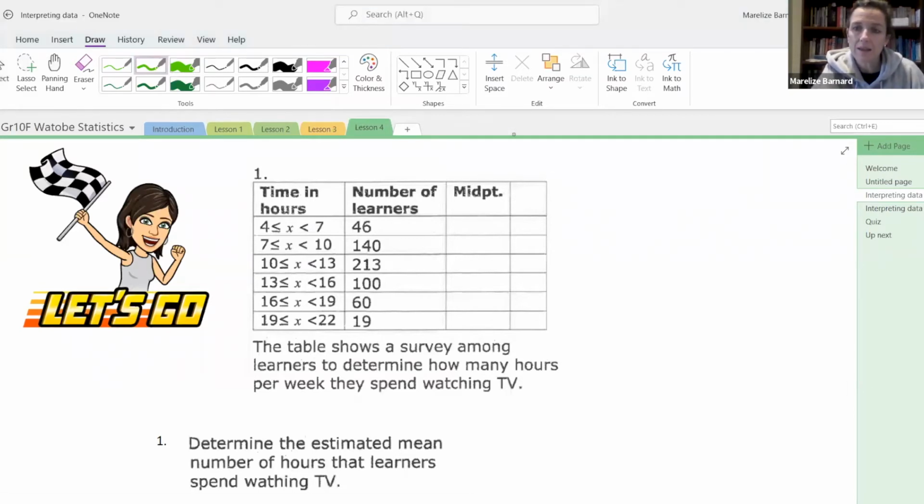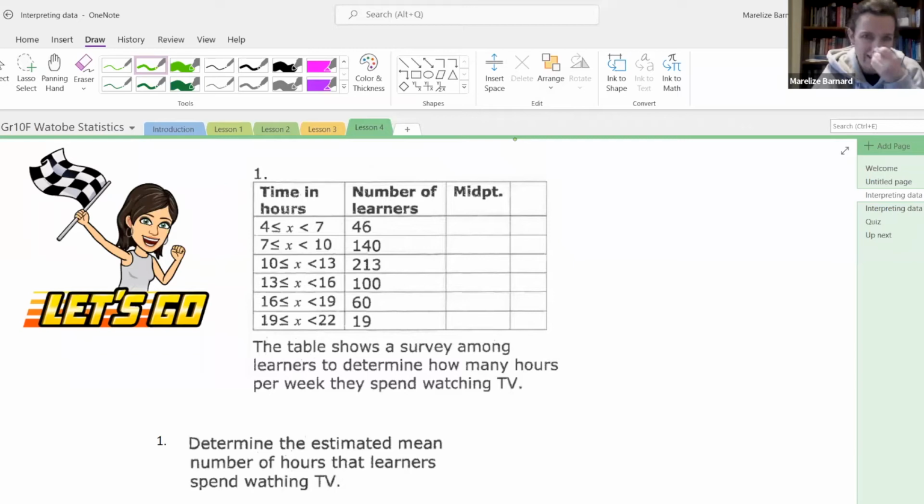And then who can remember what else we have to do for the estimated mean? If we have the midpoint, what do we do after that? Pop it in the chat as well, if you can remember. We're going to calculate the midpoint. And then what do we do after that? Let's see if anyone can remember. We have to multiply the midpoint with something. What do we multiply? Okay, it's related to the frequency.